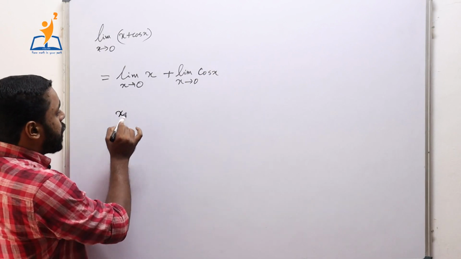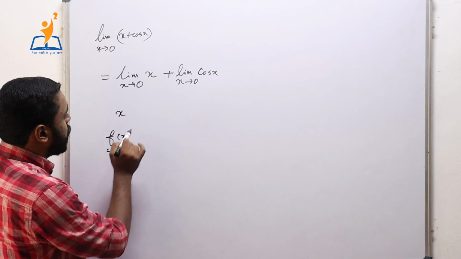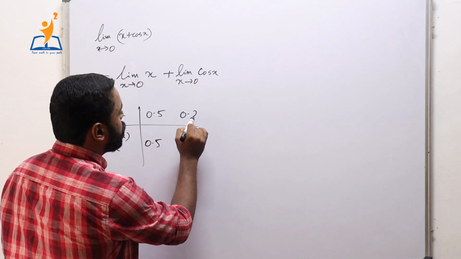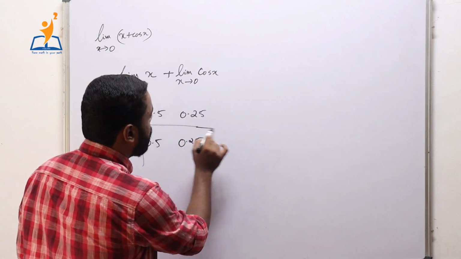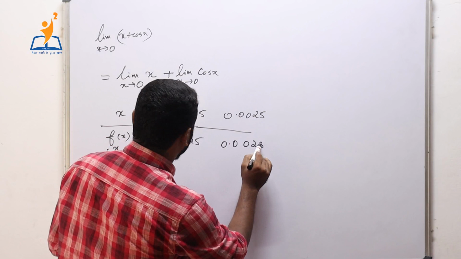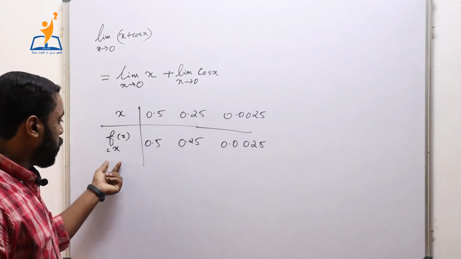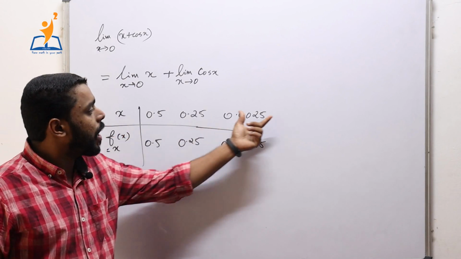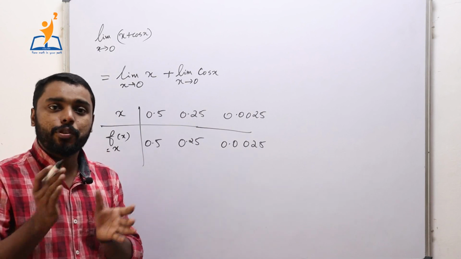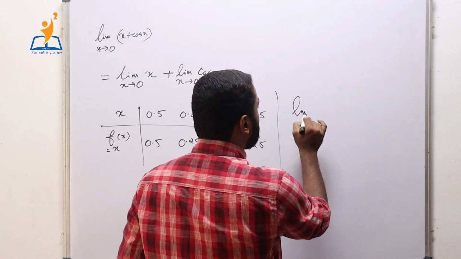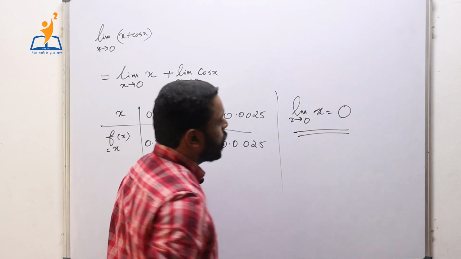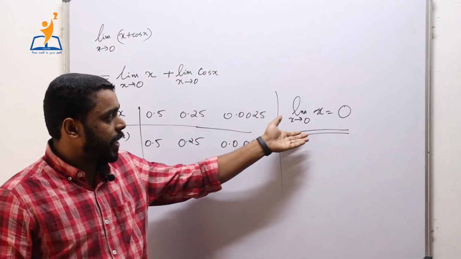We can tabulate the corresponding functional values of these two functions, just like in the previous examples. Let f of x equal x. When we take the value 0.5, f of x also has the value 0.5; for 0.25, f of x also has the value 0.25; for 0.0025, f of x also has the value 0.0025. Since f of x equals x, whenever the input values approach 0, the functional values also approach 0, whether from the left or right. Hence limit x tends to 0 of x is 0.